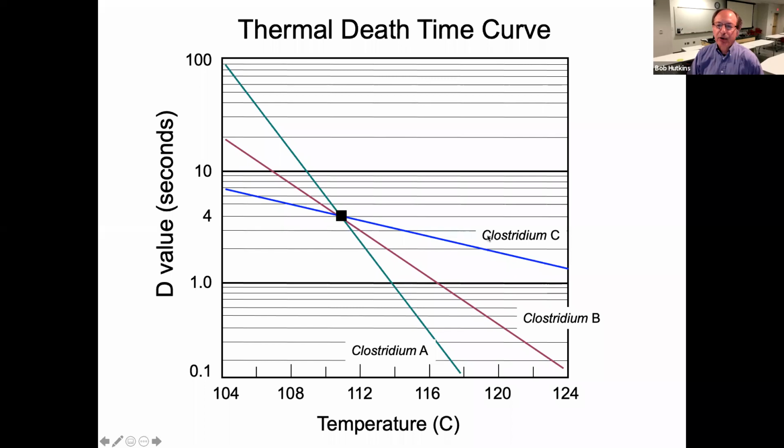So here is an example of 3 Clostridia, and the D value at, I don't know what this is, 111 or 110 or something like that, is the exact same, but the thermal death time curves are all a little bit different. Okay, so the heat resistance changes over this temperature range, even though they all have the same D at a particular temperature. So it doesn't happen often, but this can be the situation where that's why you need to know more than just the D value. You do need to know the Z value, which comes from the thermal death time curve.